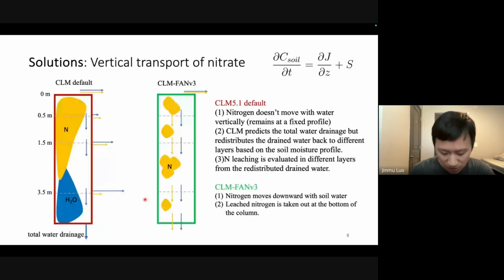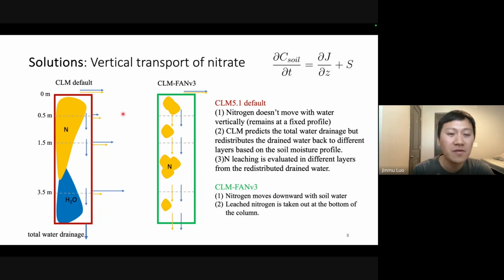And what's the problem? I use these two plots to describe the problem CLM has. You can imagine that these two are soil columns. Here is the land surface, and vertically is the soil depth. The red one is the CLM default, and the green one is our new proposal.